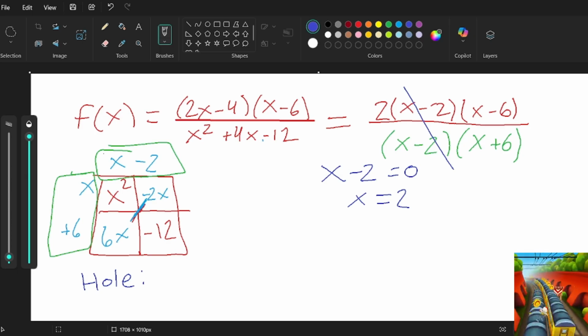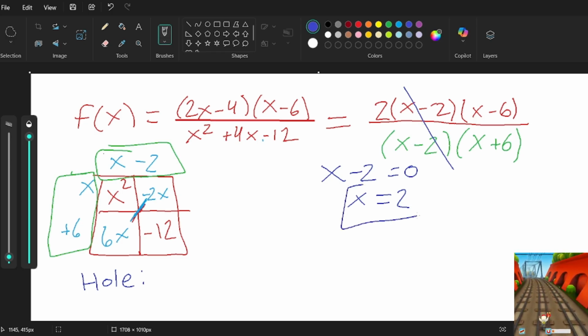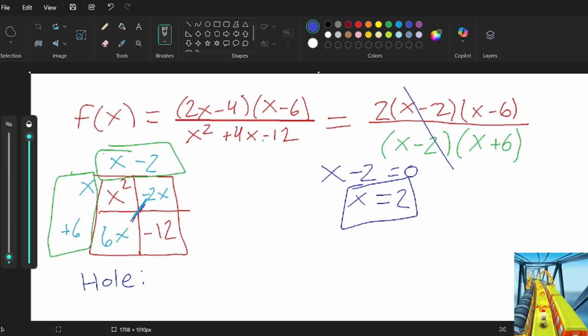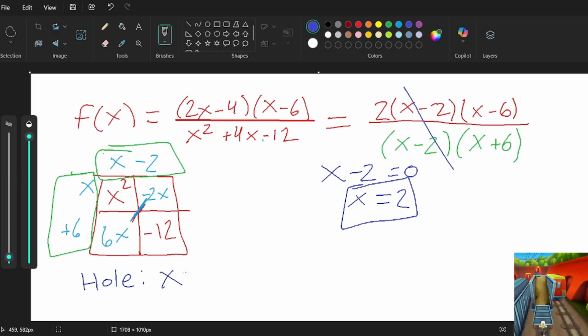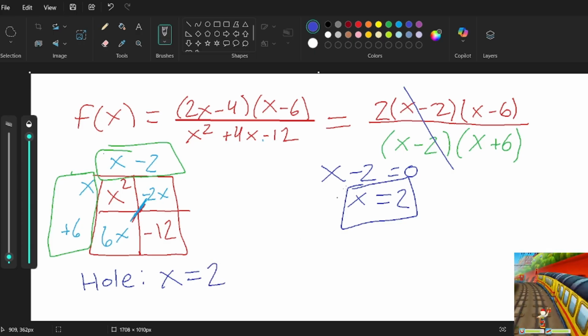Anytime I'm looking for the hole of a function, it's got to cancel out in the numerator and denominator. We found that x minus 2 cancels out, and x minus 2 gives us the x value of a positive 2. So that means that our hole in this function is x equals 2. So I'm good on that.